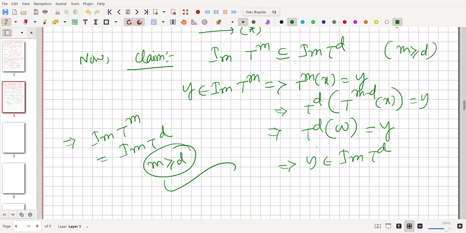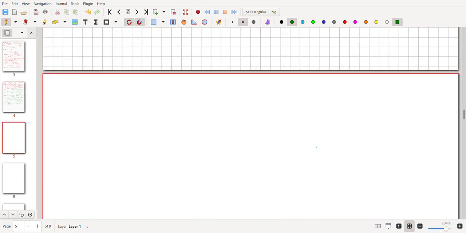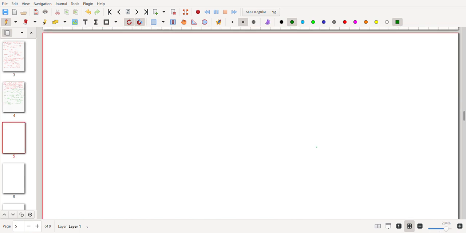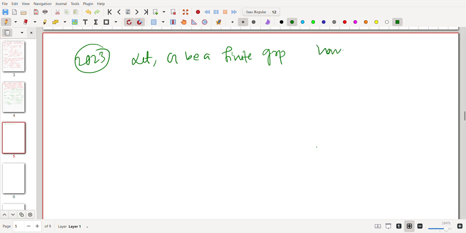Okay, right. Now let's go to another question. This is also a 2023 question I solved. This was the first question I solved because I like group theory, so I started solving with group theory. The first two problems were a little bit easy, but I started with this because I like group theory. Okay, so let G be a finite group having an odd number of elements.